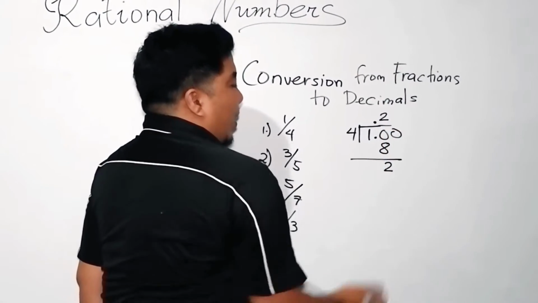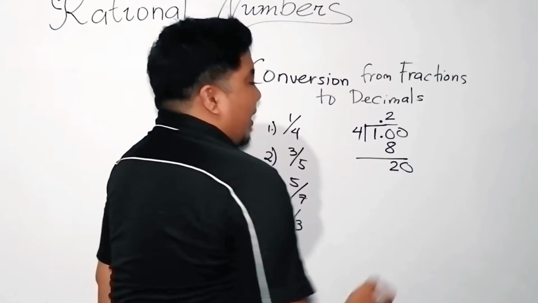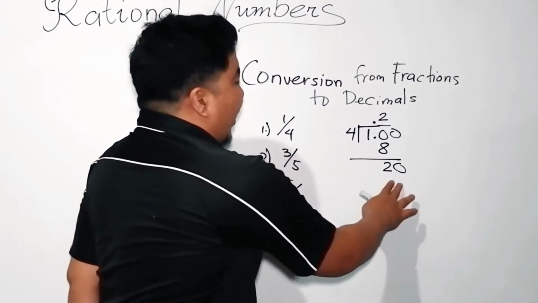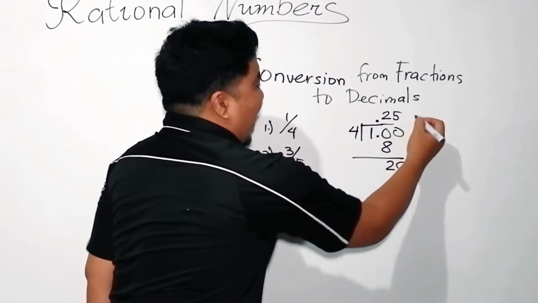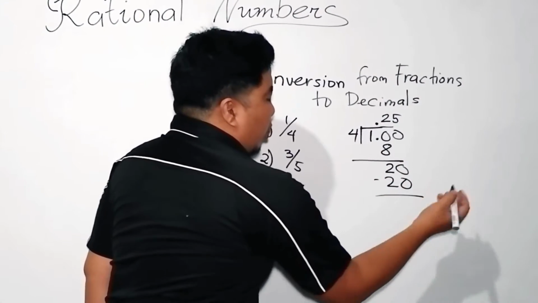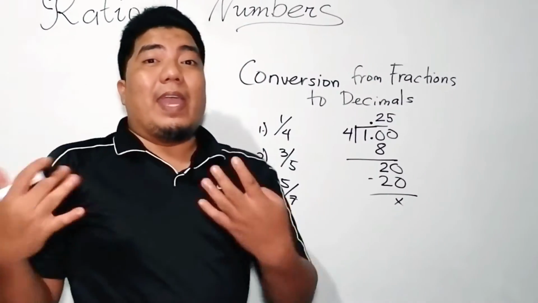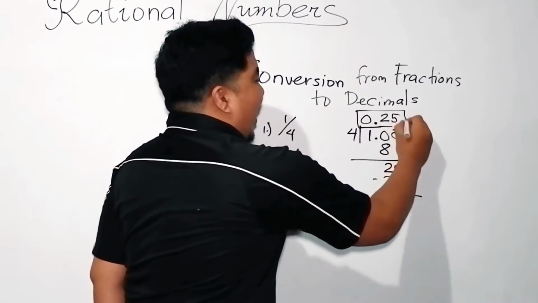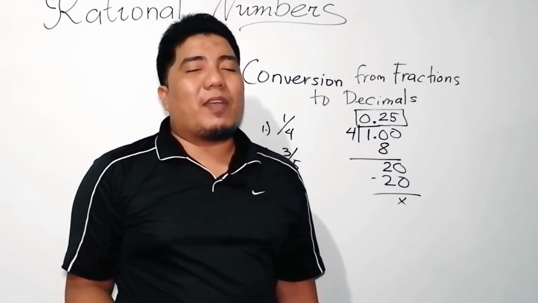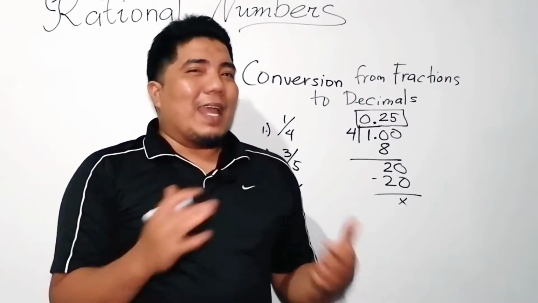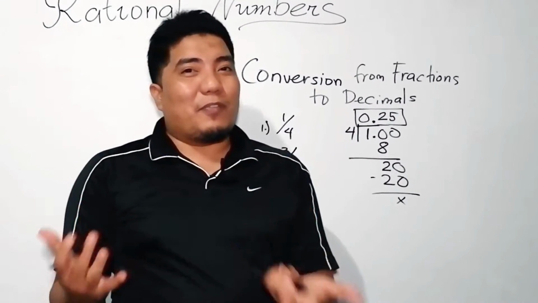Therefore, you will add another 0, and this will be brought down, becoming 20. 20 divided by 4 is 5. 5 times 4 is 20. And 20 minus 20, you don't have any remainder left. Therefore, for the decimal, you have 0.25 or 25 hundredths. Easy, right? Now, let us go to 3 over 5.